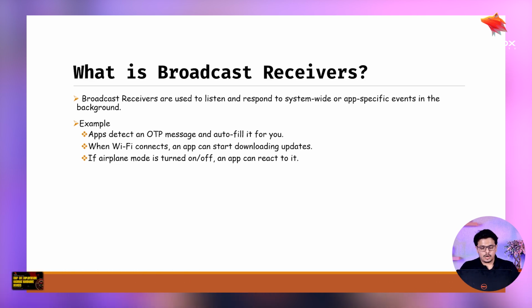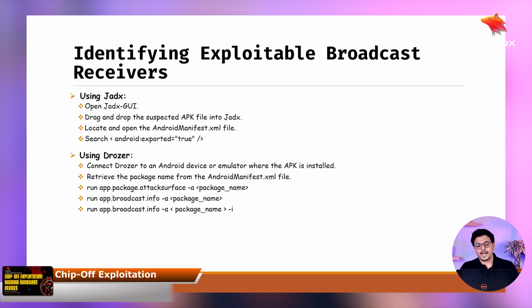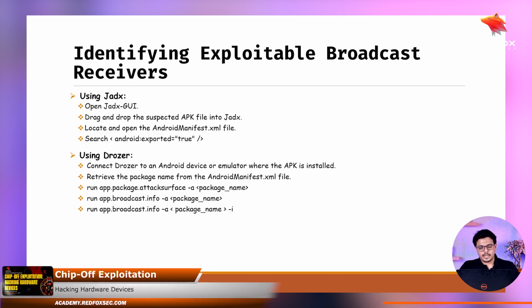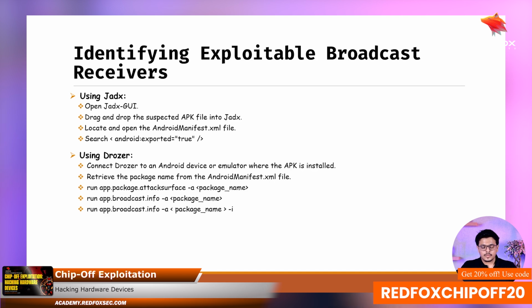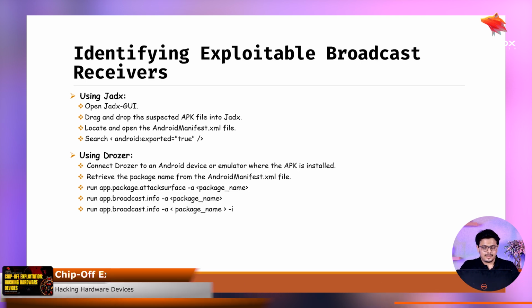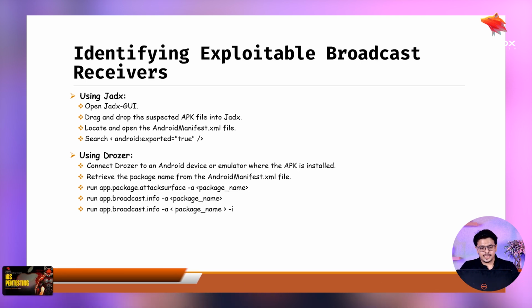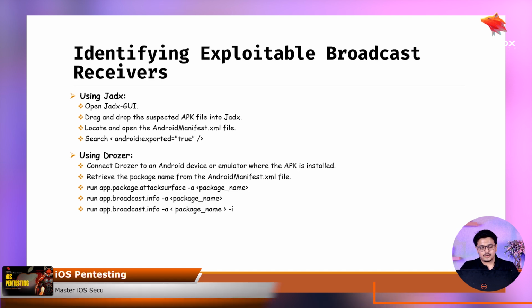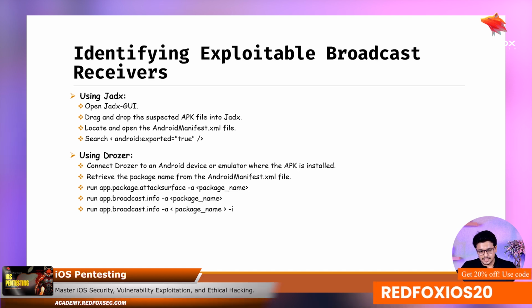So now we will understand how we can identify in an application whether the broadcast receivers are vulnerable or not. And one more thing, if you have missed my first video on how we can install and configure Drozer on a device, go and check that first. I have given the link in the description. Once you have done that, all your doubts regarding Drozer will be cleared.